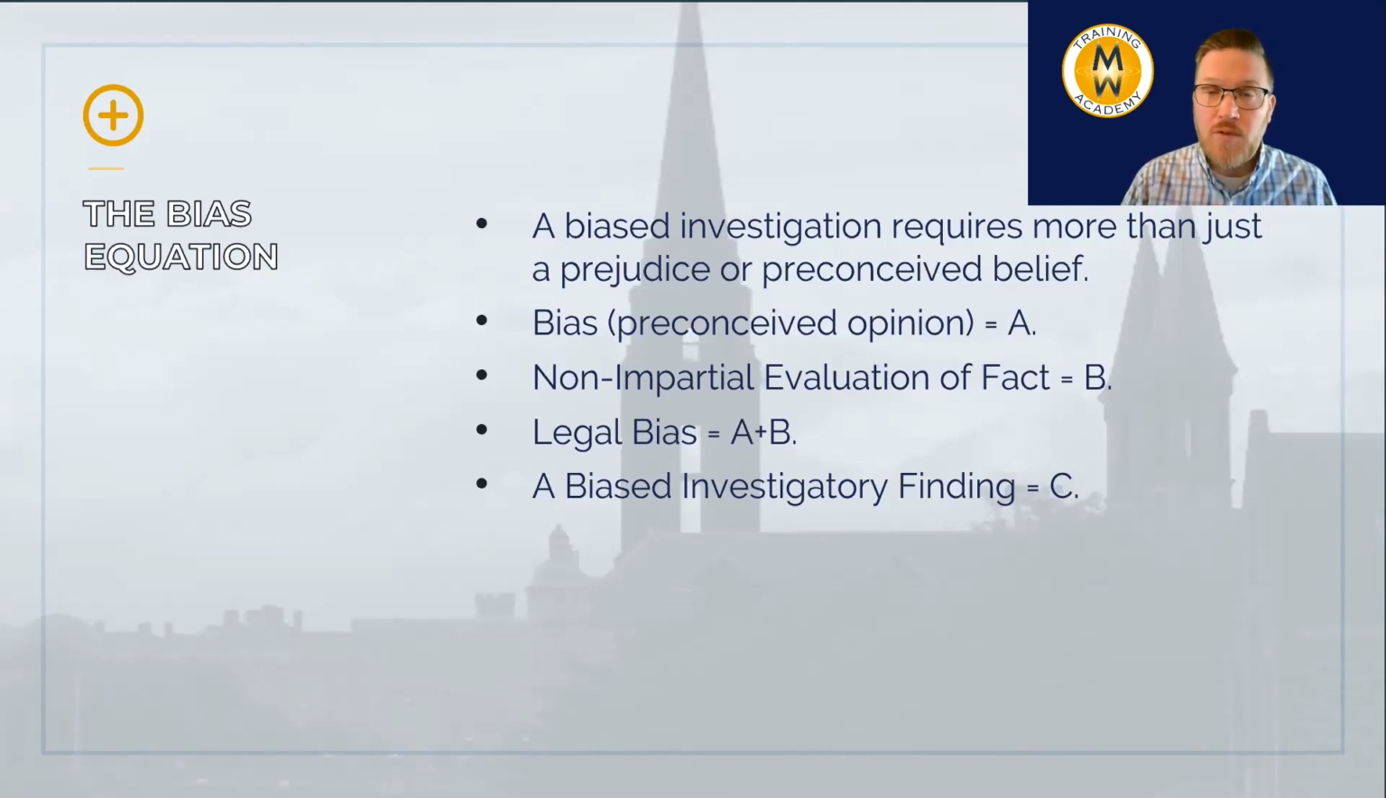When you have both of those, that equals C, which is your biased investigatory finding. Biased investigation or biased finding or both. So A plus B equals C. Simple, right? We're going back to pre-algebra here. But that's the point. It takes a legal definition and boils it down to a very simple equation.